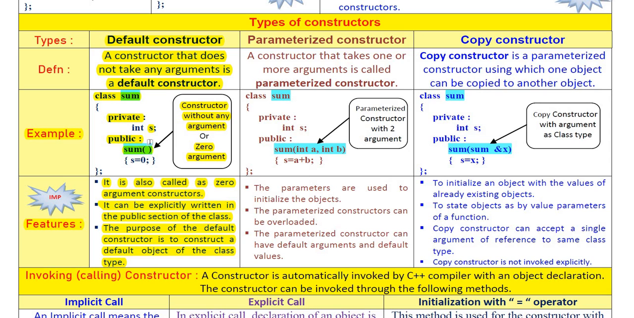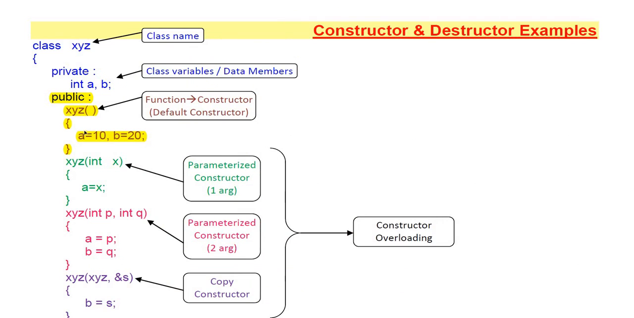So this is about the default constructor. Here in the programming example also you can see xyz is a function, but this function has the same name as the xyz class, meaning the function name is xyz and the class name is also xyz. So if a function has the same name as the class, then that will become a constructor. So xyz is a function, but due to the same name as the class it becomes a constructor. And this is a default constructor.